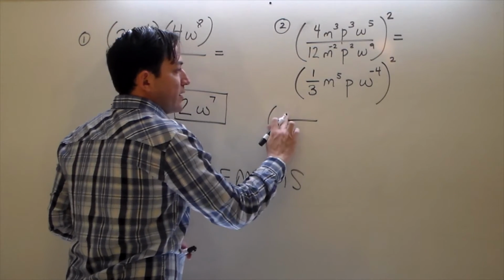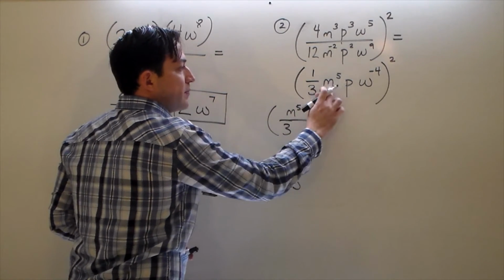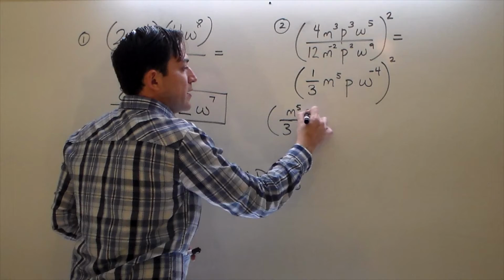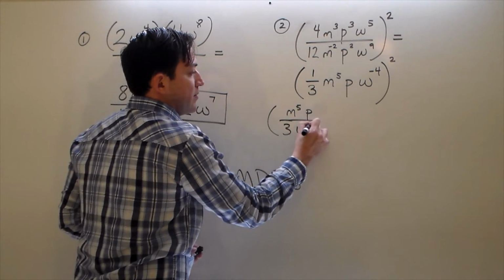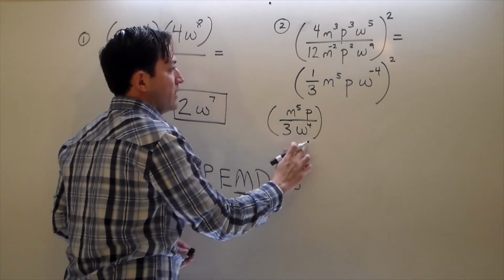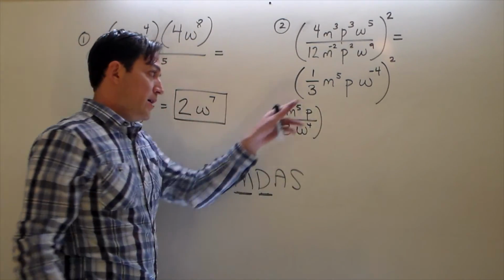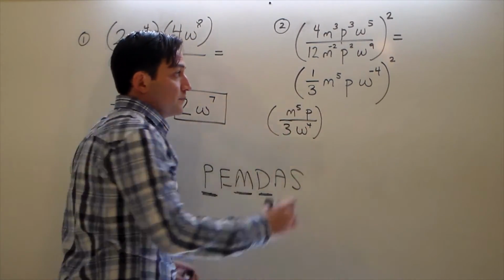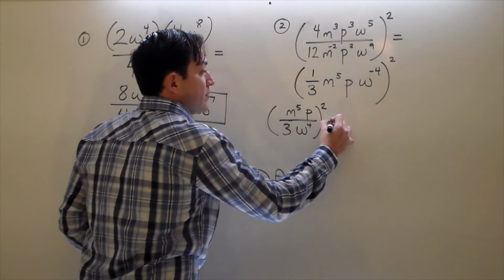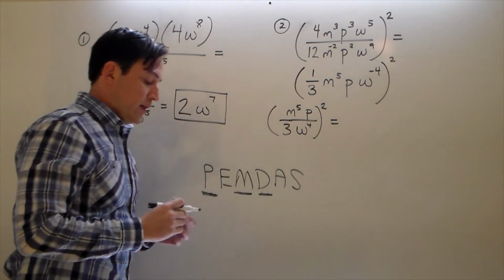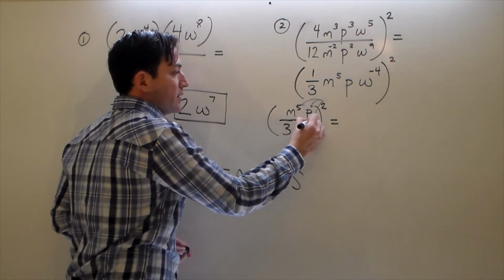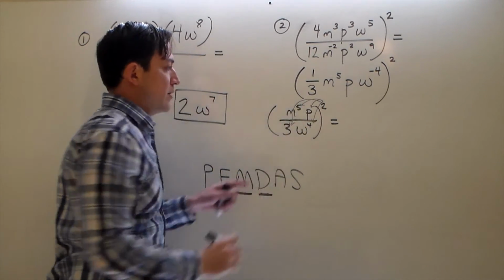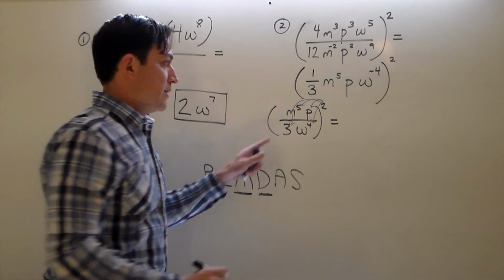So what I have here is m to the 5th, positive stays in the top. The p just has a power of positive 1, it stays there. And finally the w to the 4th is going to go down into the denominator with 3. The 3 didn't go anywhere, it stayed right there. Okay, so I still have it all raised to the power of 2. So now what we're going to do, we're going to distribute this 2 into every single base, including the numbers. So it's going to go into every single base.